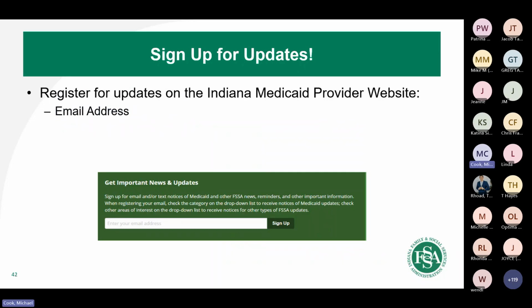You can sign up to be notified of any updates to our publications. All you have to do is go to the Indiana Medicaid provider website, scroll down and find a little box where you provide your email address, and you'll be given a weekly notification of all the bulletins that come out, any changes to our provider reference materials, and any news and announcements that we issue the previous week.